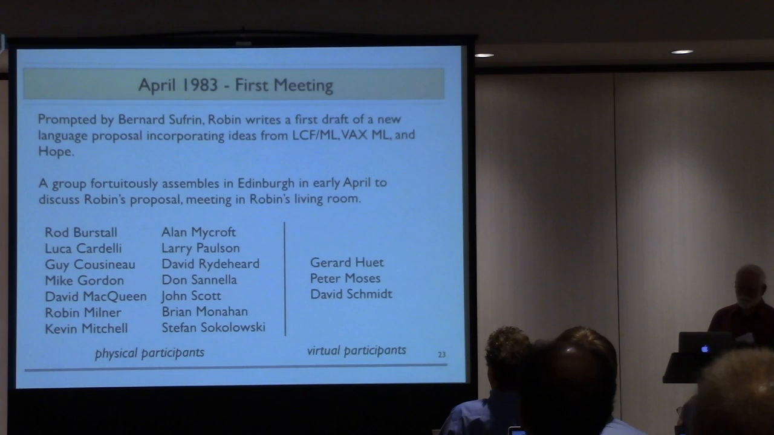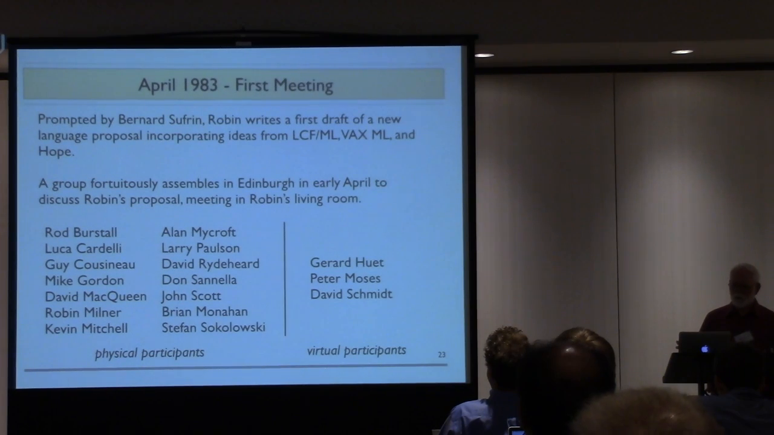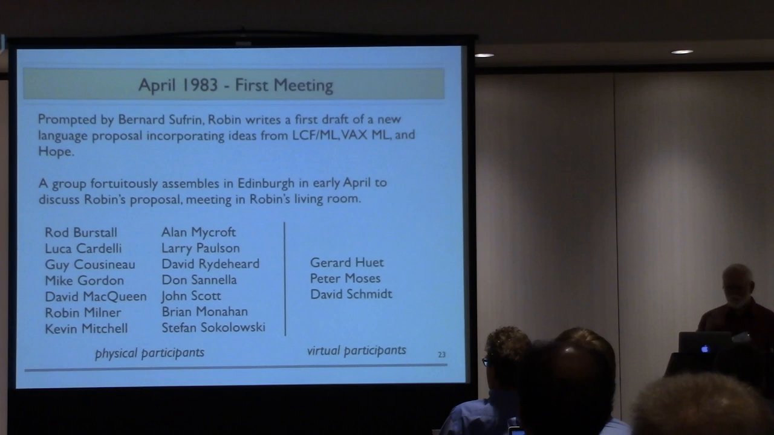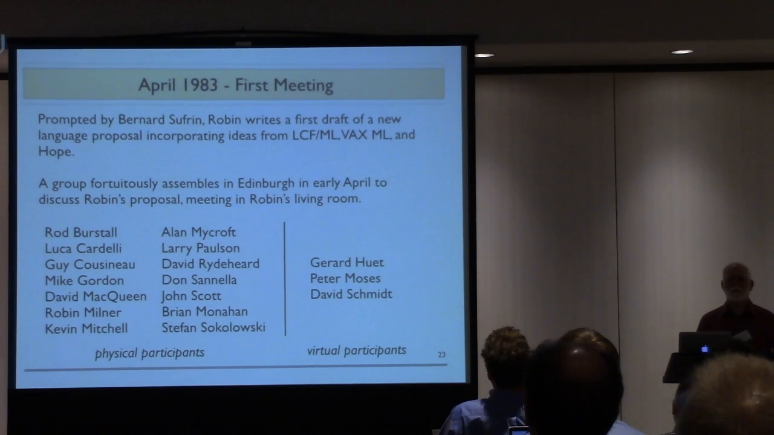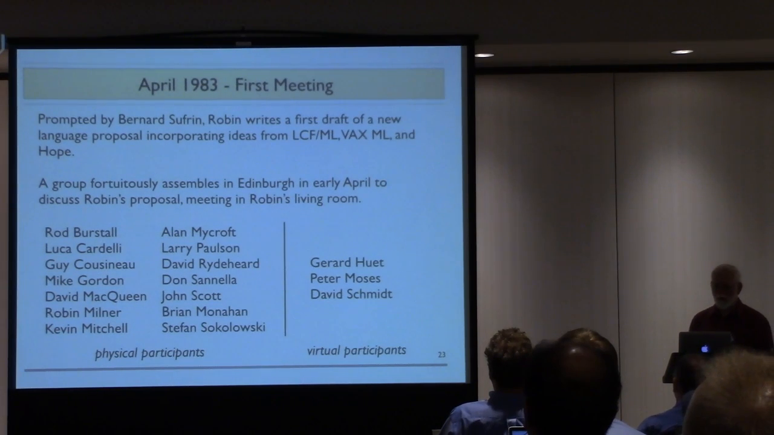Here's who was at that first meeting. About 9 of the physical participants were people who were already at Edinburgh, and others were visiting. And the proposal had been sent to a number of people like Gérard Huet and Peter Mosses and David Schmidt. Although David Schmidt, I'm not absolutely sure where David Schmidt was at this point. He may even have been there. Unfortunately, nobody was taking minutes at this particular meeting, which was too bad. So it's hard to construct exactly who was there and exactly what happened.